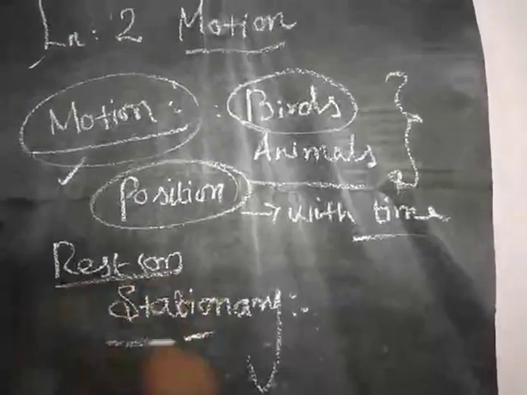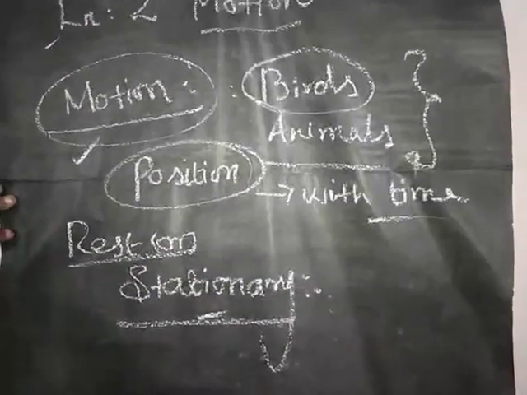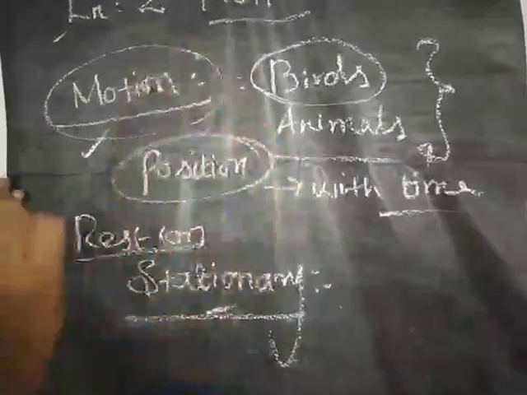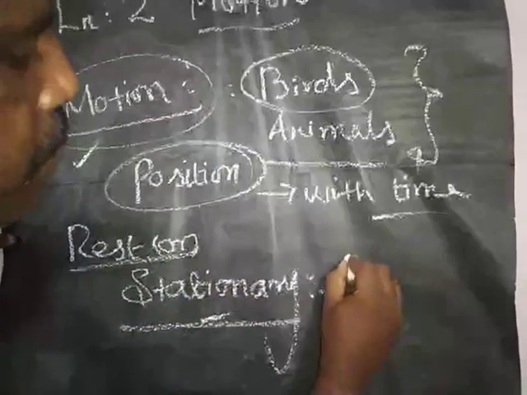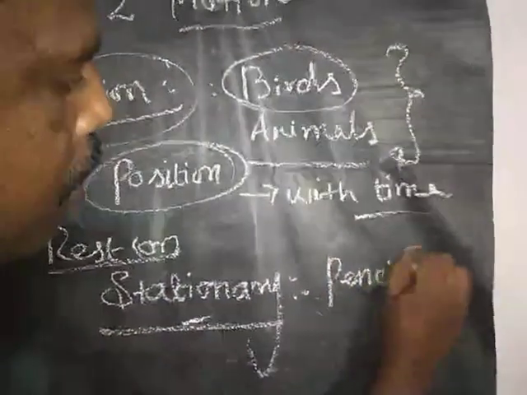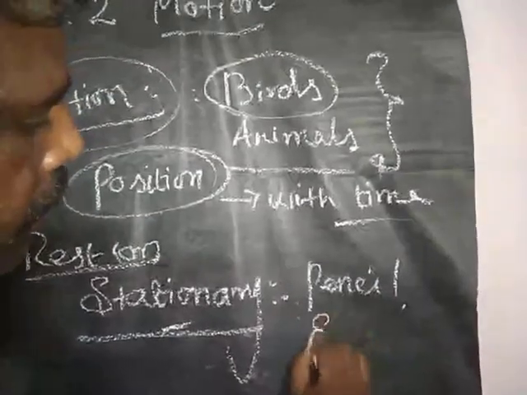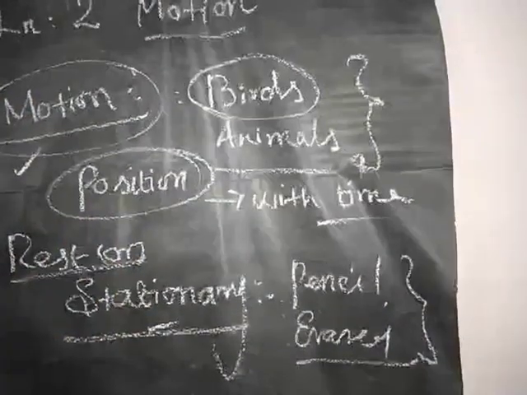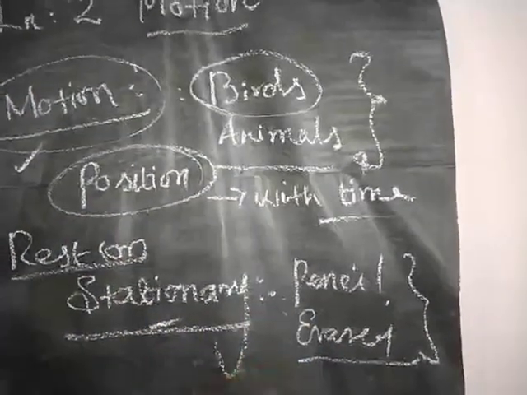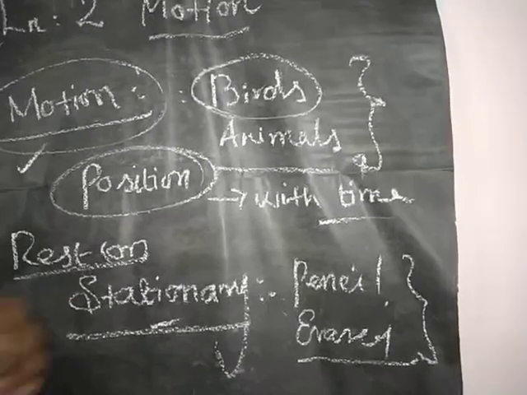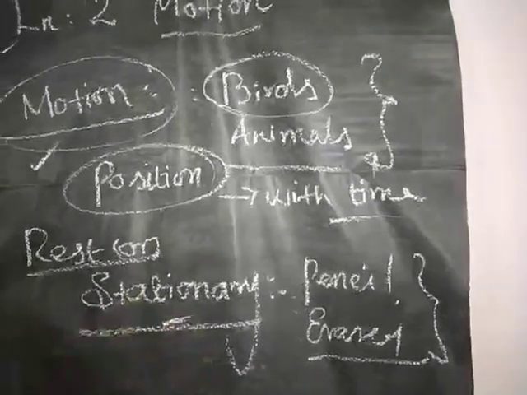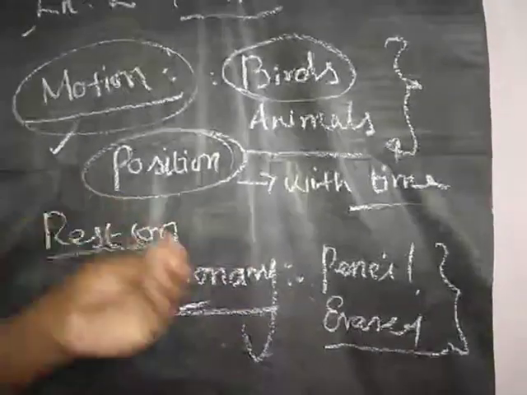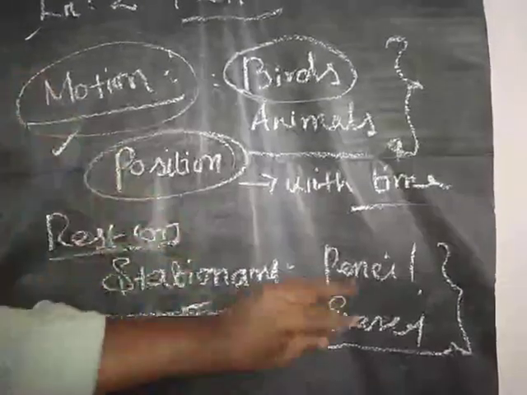Second one, rest or stationary. If an object does not change its position with respect to time, it is called rest or stationary. For example, a pencil, an eraser. These are examples of rest or stationary. If you keep a pencil or eraser on the table today at 8 o'clock, tomorrow morning at 8 o'clock you will see it the same way as we kept it on the table.